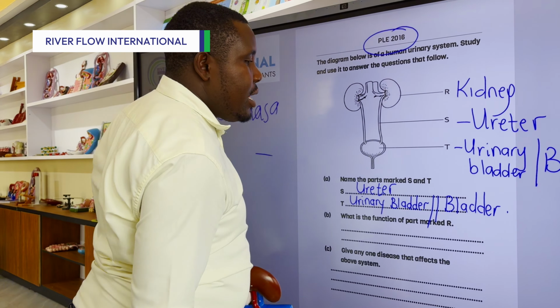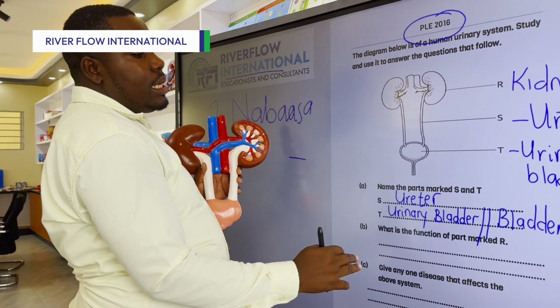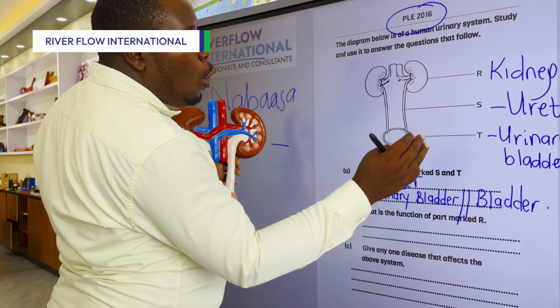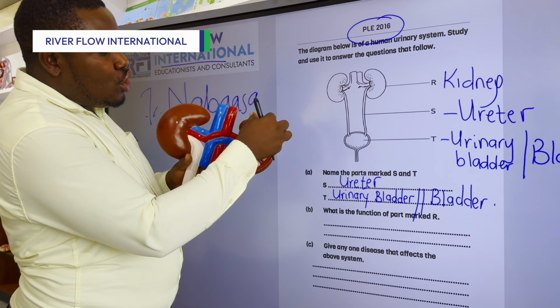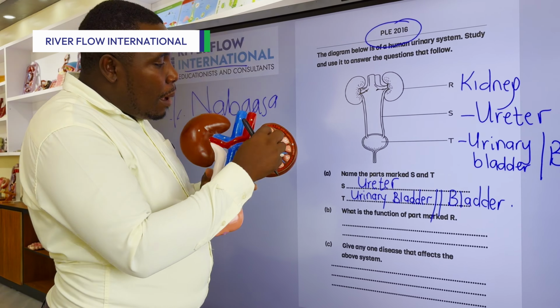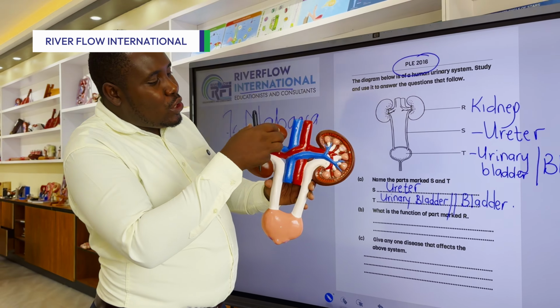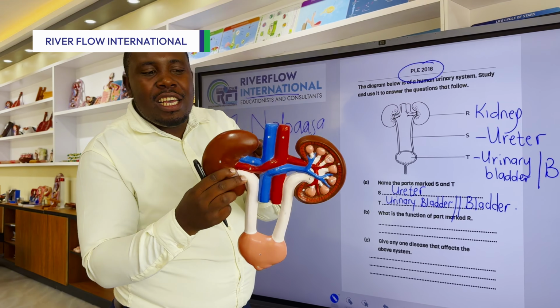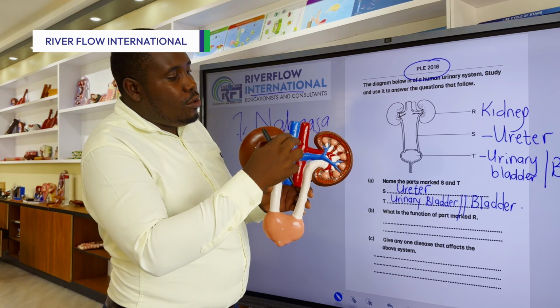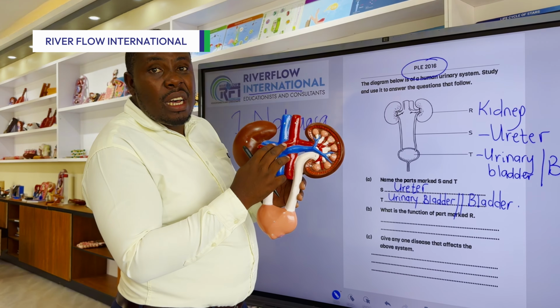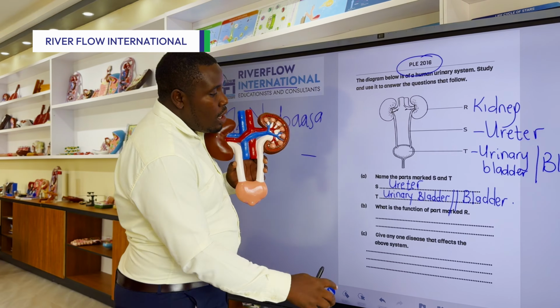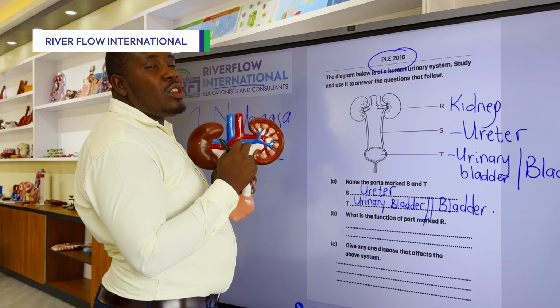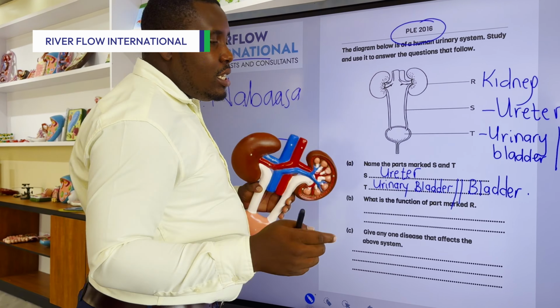You can put your idea in the comment section. Part B says, what is the function of part marked R? This R, which is this one. This is the kidney. The bean shaped, you can see it is in a shape of a bean, and of course it has the blood vessels, one bringing blood, another one taking blood out. What is the function of part R? We want to see what are the functions of kidneys.